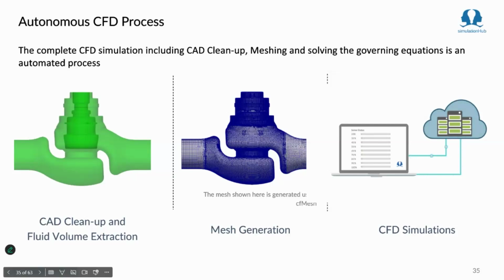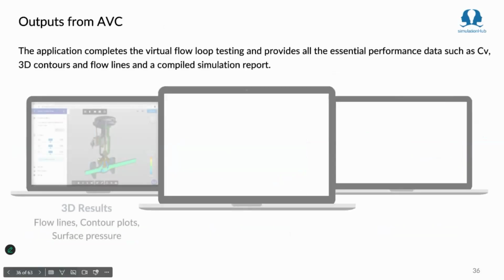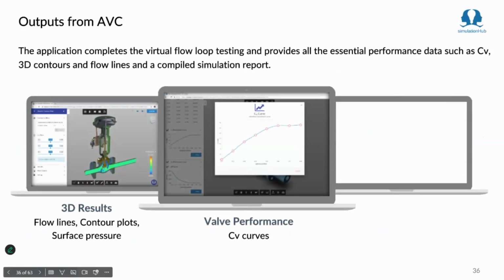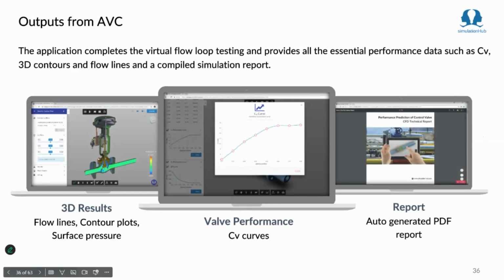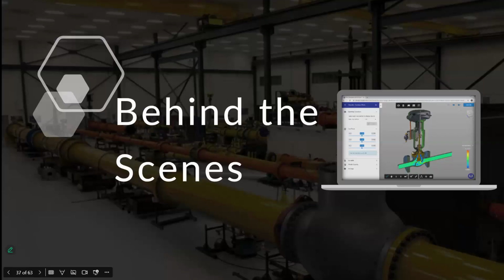And going ahead, what you get out of the software is three things. One is the qualitative results, the flow lines, contours, and other insights, and the quantitative results, which is the CV curves or the CDT and cavitation, the flow performance curves, and the auto-generated report combining both the quantitative and qualitative results. So that's it. And how we are able to do this, like what happens behind the scenes, like how it works. So just a little insight about it.